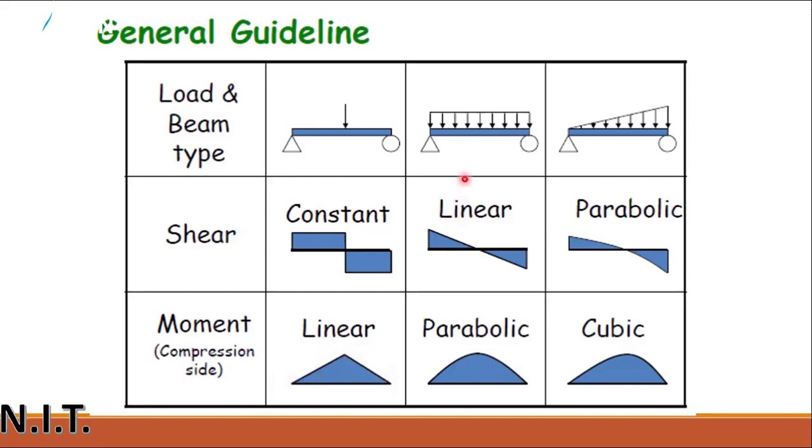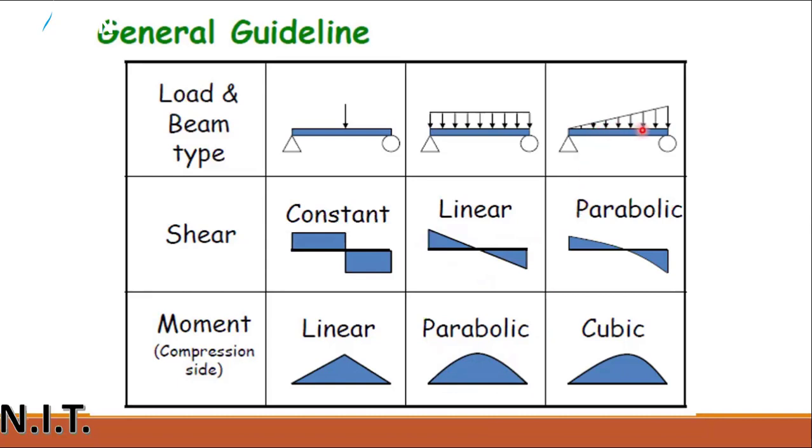If the beam is supported by a UDL, uniformly distributed load, then the shear force will be a linear diagonal line. So the shear force will be a linear triangular line, and its moment will be a parabolic 2-degree curve.